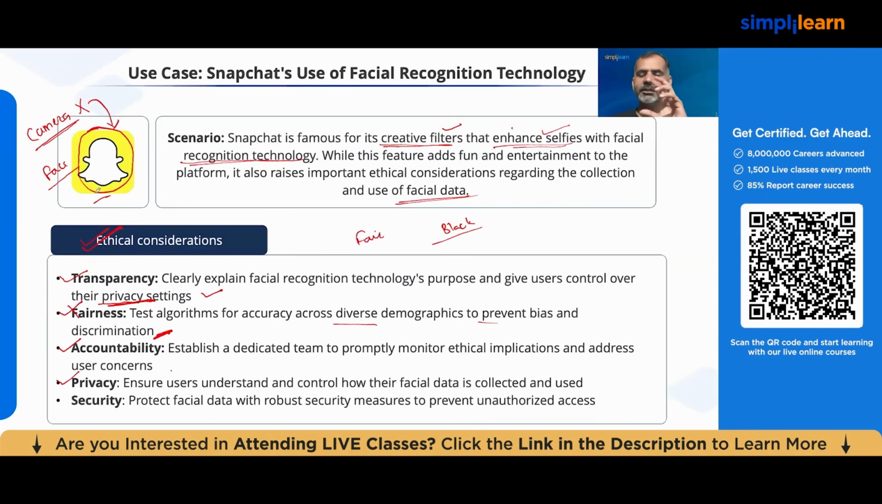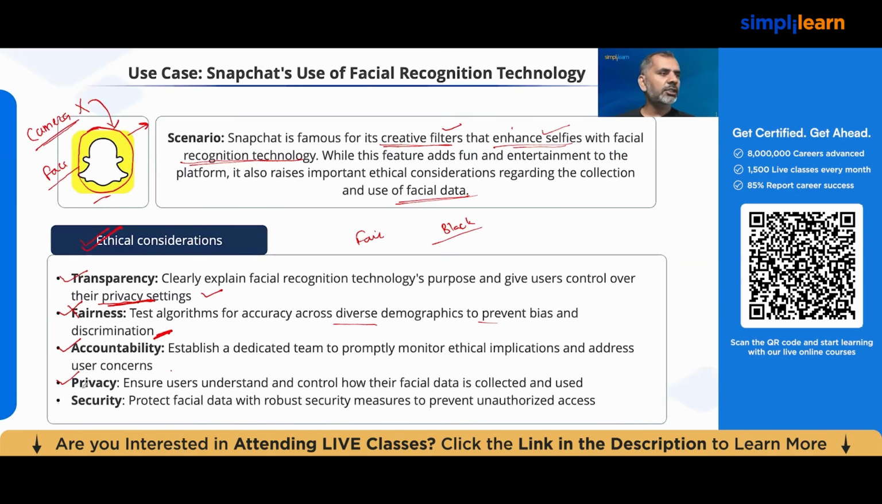So whenever this application is collecting any user facial data, the user should be very well aware of how the data is being collected and how it is being used. Whether it should only be used for some facial enhancement, some selfie enhancement, or that particular data can be used for other purposes. Maybe down the line, because Snapchat is going to have the data of millions of faces, it can be used to train other models. That should be very clearly defined to the end user.